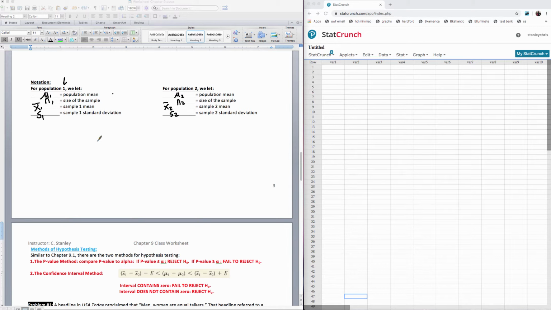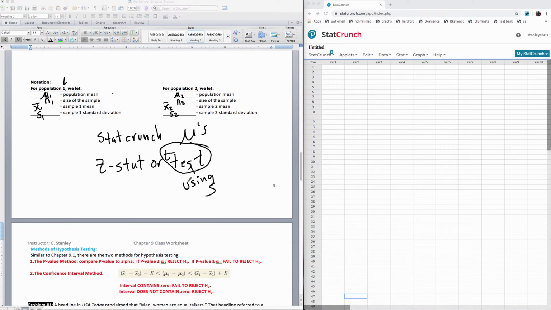Now remember, just as a review for StatCrunch, if you ever get a test that's dealing with mu's, you have to pay attention. It might be a z-stat or a t-stat. The t-stat is more popular, and this is when we're using s. We use the z-stat if we're using sigma. Most of the time we don't know sigma. Most of the time it's unknown, so we're using s.